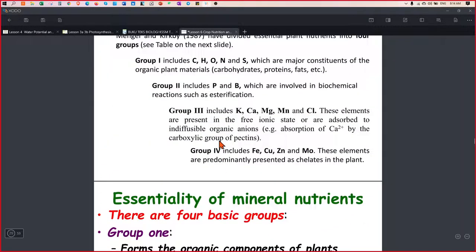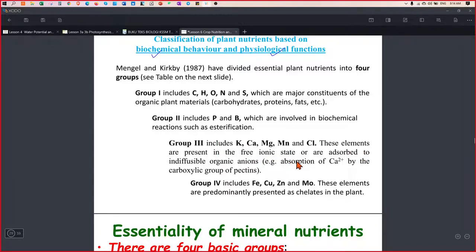Okay, so you can see here group 3, they are in ionic state. They are not like elements from other groups. In other groups, they are involved in the reactions, as there are many biochemical reactions. I think from your biochemistry lesson, you know there are many reactions that happen, like hydrolysis, esterification, there's so much going on and each of these elements is involved in that, right? But when they have different roles or react differently in terms of biochemistry, they are grouped together based on the same behavior. That's why we get all of this grouping system.